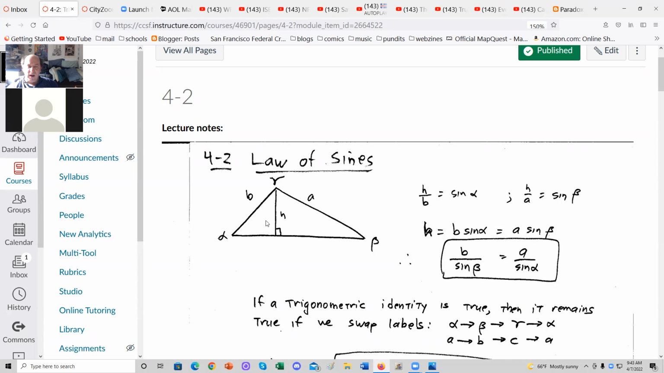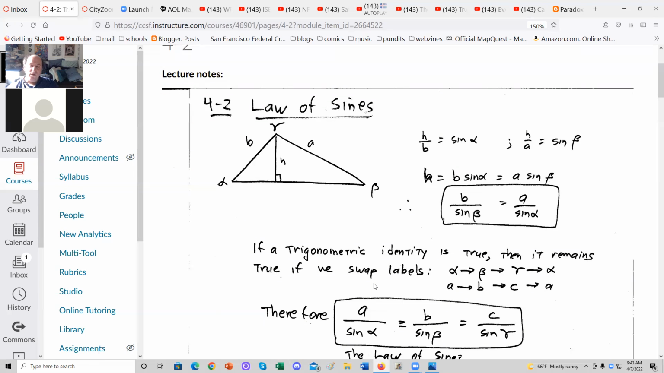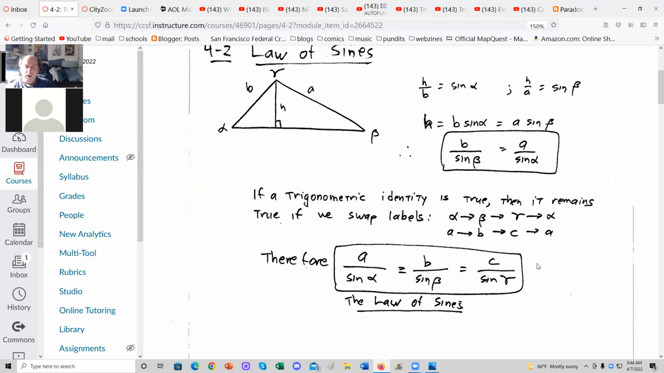So a side over the sine of the opposite angle is equal for this pair and this pair, but also the third pair, C over sine gamma. If you have a true trigonometric identity, then it remains true if we swap all the labels, alpha to beta to gamma to alpha, A to B to C to A. This is simply because the triangle is a triangle, and the names for the sides are just our names. So we can swap them around, and therefore we can add to this equation a third equal term, C over sine gamma. So A over sine alpha equals B over sine beta equals C over sine gamma, and this is the law of sines.